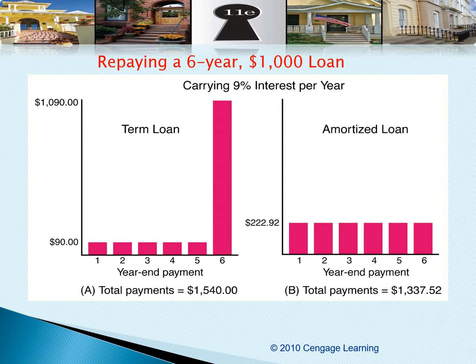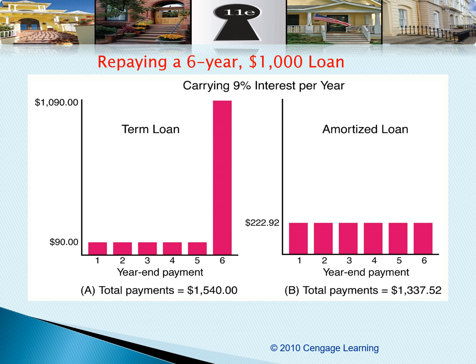This slide is showing you how the different types of loans can actually result in total payment differences. If you look at the first term loan here, we have a 6-year loan. It's a $1,000 loan at 9% interest, which is insane, but for the sake of example. With a term loan, you're just making interest payments for 5 years, and then in the 6th year you're going to pay interest as well as the full principal amount. So in total, over the 6-year time frame, you're going to pay $1,540.